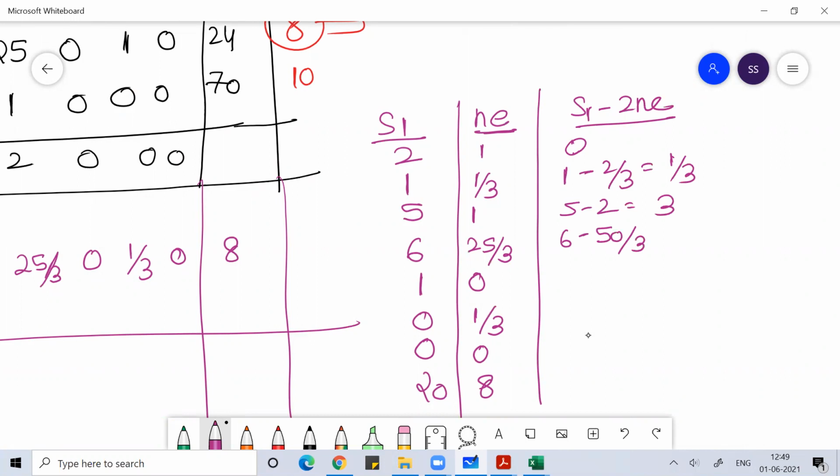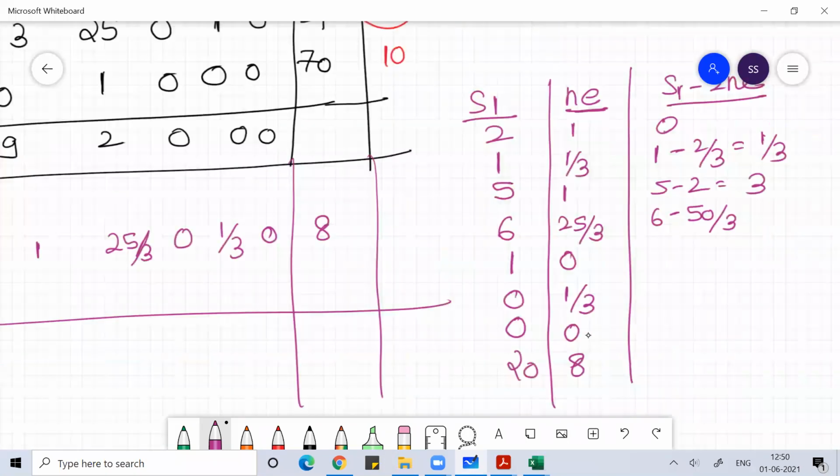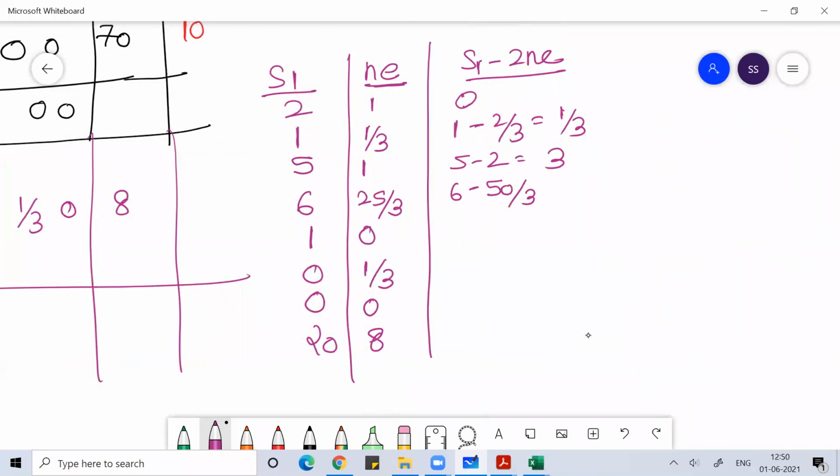This is positive 2, right? So 6 minus 50 by 3, that is 18 minus 50 by 3, so this will be minus 32 by 3. 32 plus 18 is 50, right? Yes, minus 32 by 3. Then this would be 1 only. Then this is minus 2 by 3.